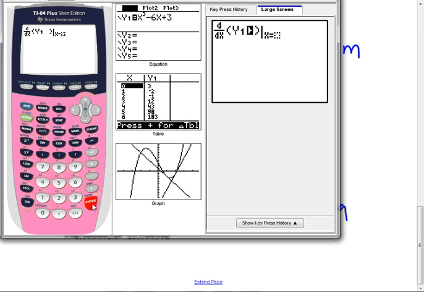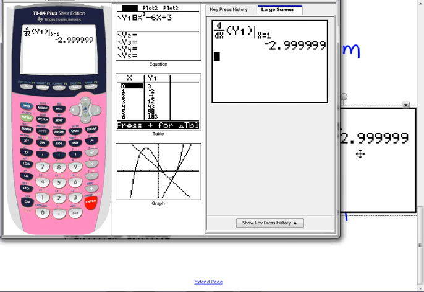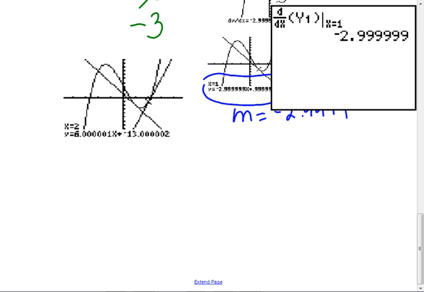And then I have to arrow over and tell it what point I want to find the slope at. That's what it's asking me for. And I want to do it at 1. And there it is. Now I'm going to take this picture and I'm going to write out what you see on an 83. This is not what you see on an 83.